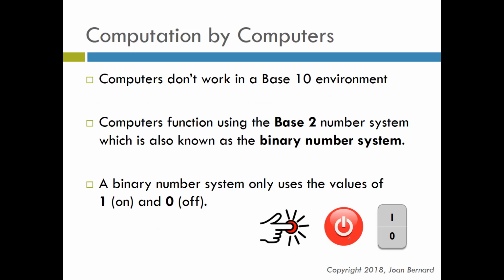So when we talk about computers, we need to realize that computers don't really work in a base 10 environment. Computers function using the base 2 number system, which is also known as the binary number system. A binary number system uses only the values of 1, which is the on state, and off, which is represented by the number 0. So that's why when you look around and you see power switches on everything, they no longer even use the words on and off. They more frequently just use a 1 and a 0 to represent the power state.